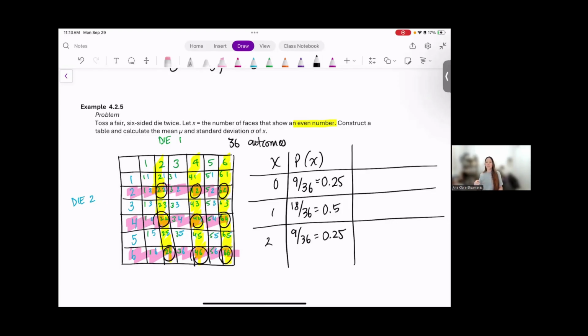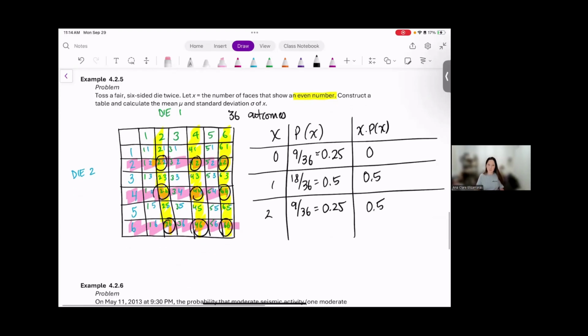So half the time we're going to have one face that is even. 1/4 of the time we'll have none, and 1/4 of the time we'll have both. So let's multiply those two together. 0 times 1/4 is 0. 1 times half is half, and 2 times 1/4 is also half.